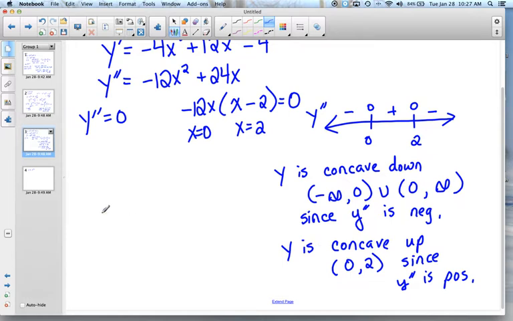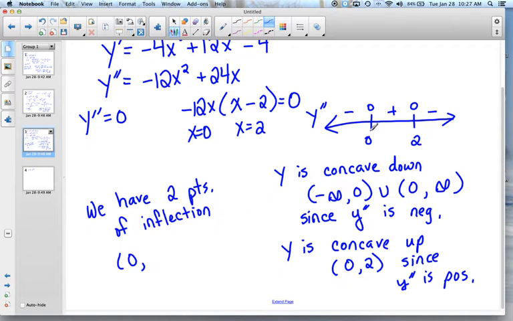One additional thing I want to add to this is what that tells us about points of inflection. What this tells me is we have 2 points of inflection, and they would be 0.